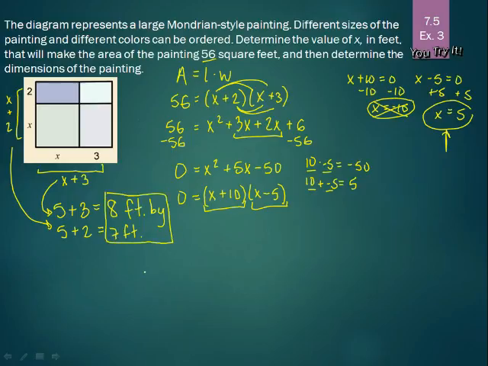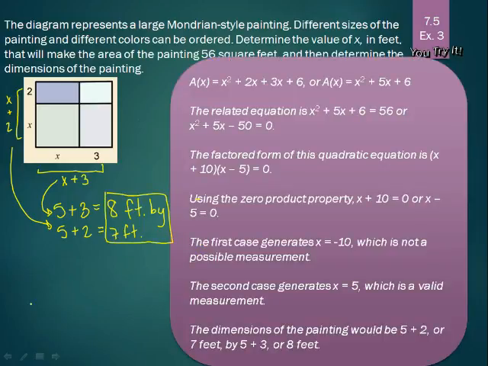And so we can go ahead and summarize our answer. A of x equals x squared plus 2x plus 3x plus 6, or A of x equals x squared plus 5x plus 6. The related equation is x squared plus 5x plus 6 equals 56, or x squared plus 5x minus 50 equals 0. The factored form of this quadratic equation is x plus 10 times x minus 5 equals 0. Using the zero product property, x plus 10 equals 0 or x minus 5 equals 0.